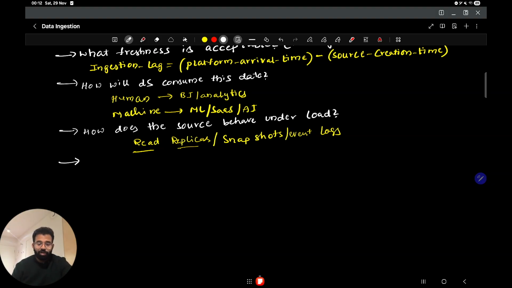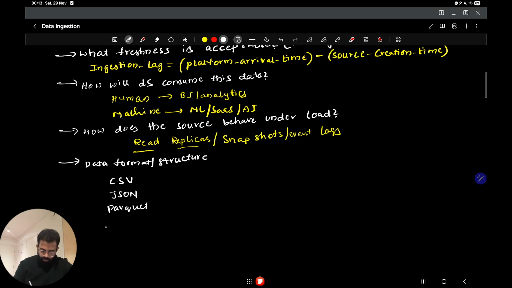And then, moving on to the next question, we need to understand the data format and the structure we are expecting. What I mean by data format or structure is that data can be in different formats. It can be delimited like CSV, JSON, or Parquet, and Avro, Avro slash protobuf.